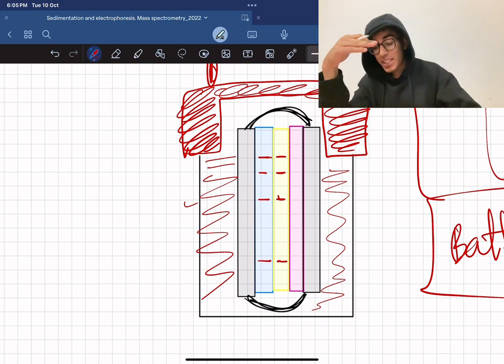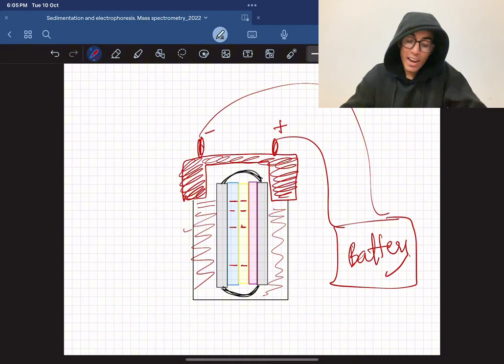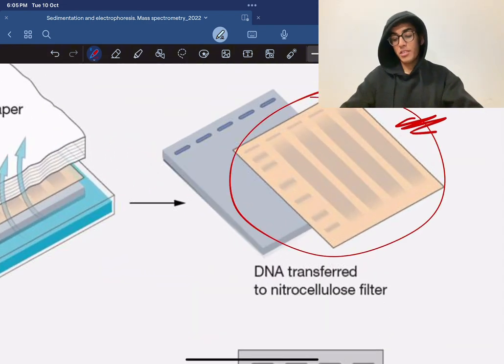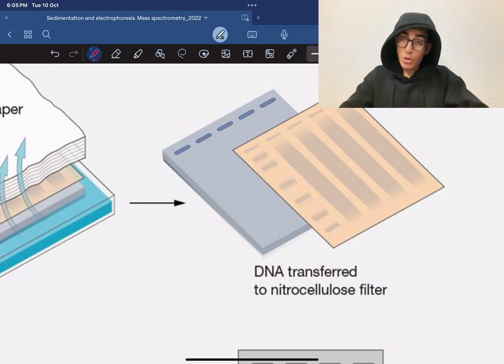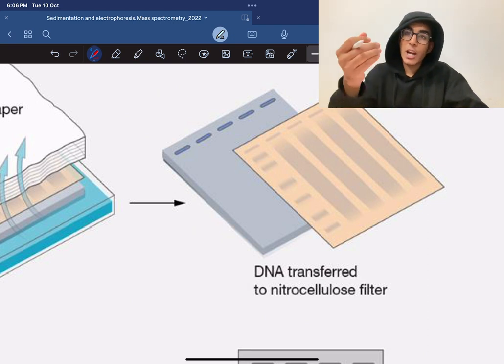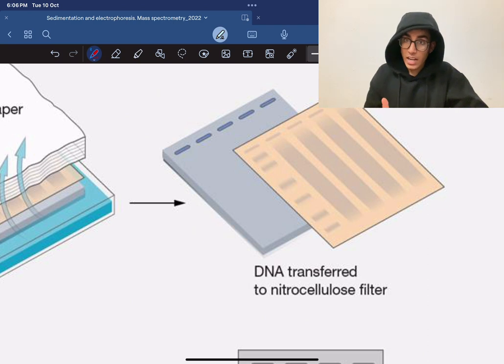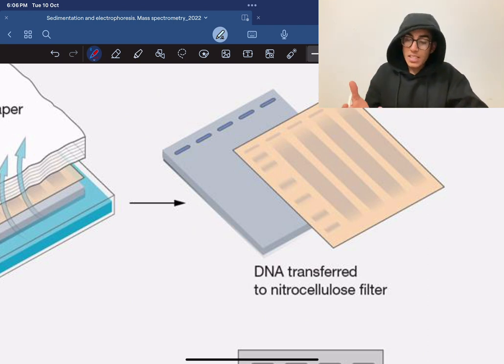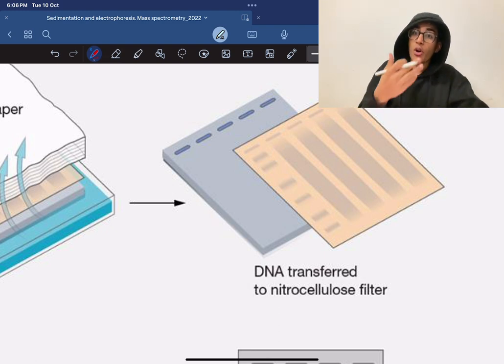So that happens, then you remove it, and finally you have a printed type nitrocellulose sheet. And then you pass radiations through these, they're basically DNA, and make this DNA radioactive. When you make them radioactive, you pass it through certain radiations like UV, something like that. What happens is these DNAs start to glow in a bright blue or a bright orange.